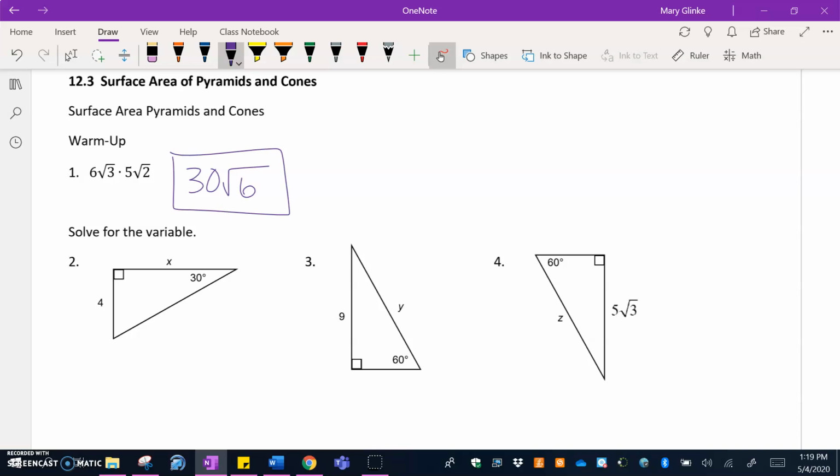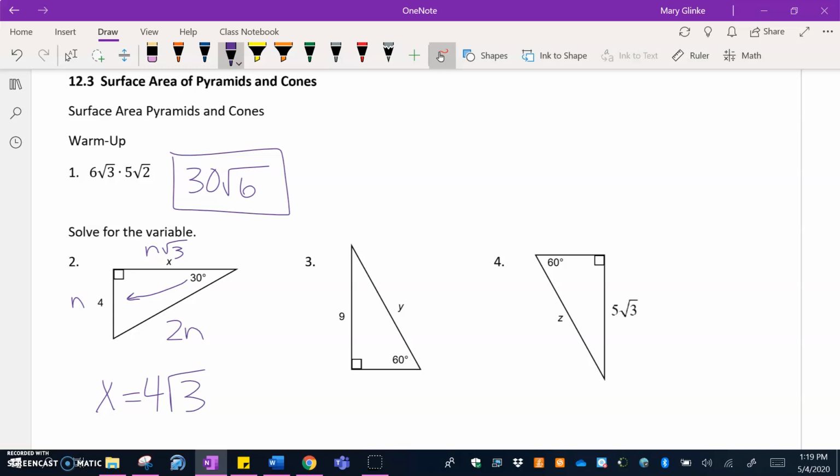For number 2, we're working on our 30, 60, 90 triangle, so across from the 30 is the shortest side, that is your n. The hypotenuse is the longest side, it is 2n, and across from the 60 degrees is going to be the longest leg at n root 3. So for this one here, x would equal 4 root 3.